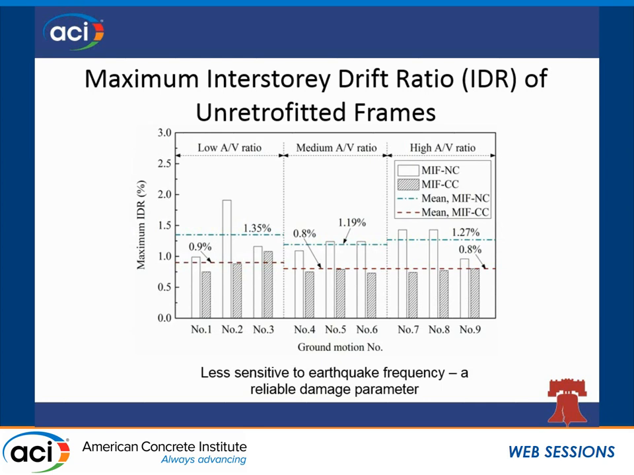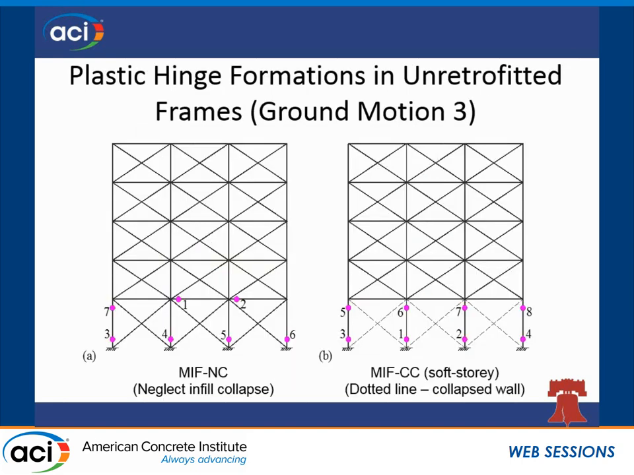So it is a reasonably average, consistent average all throughout the ground motions. This is a more reliable damage indicating parameter for us. A couple of typical results from frames. There's a whole lot of these scenarios, but to give you a taste of what we can produce.